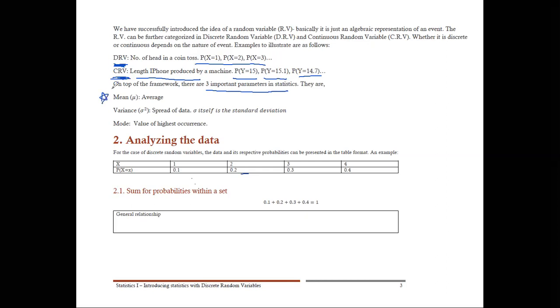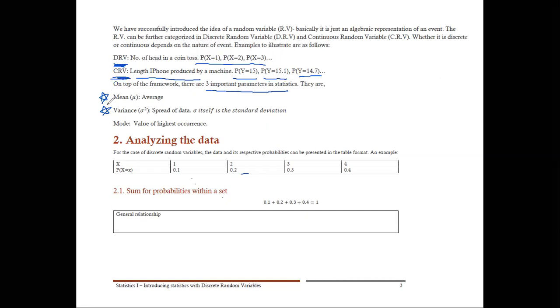One is your mean, which is the average, common sense. It tells you the average value of your data. And the other one will be your spread of the data. Sigma square is the variance. It's considered the spread of data. It actually measures how wide your data is being spread out.